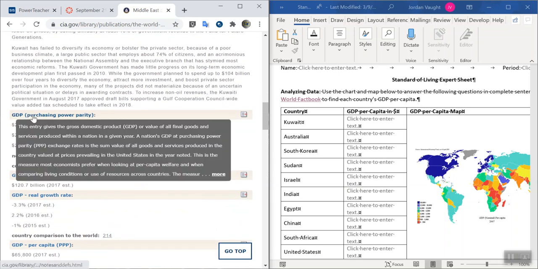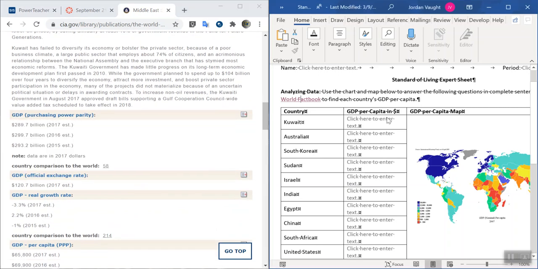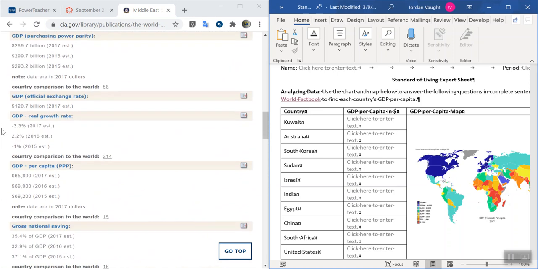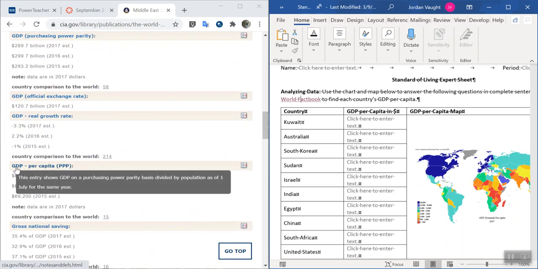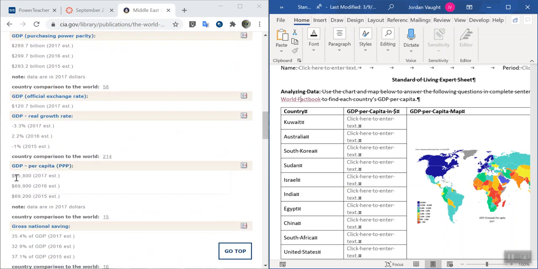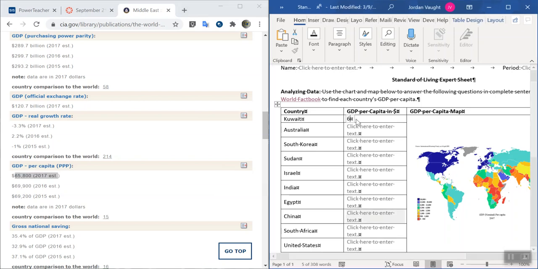Then it's going to give you GDP. We do not want this one because we want GDP per capita. So looking for the GDP per capita, which is right here. Okay, see GDP per capita. You want the most current year. So whatever the most current year is, that's when you're going to type over here. So I would go over here and put 65. Okay, if you want to do the money sign too. Okay, so that's what I would put.